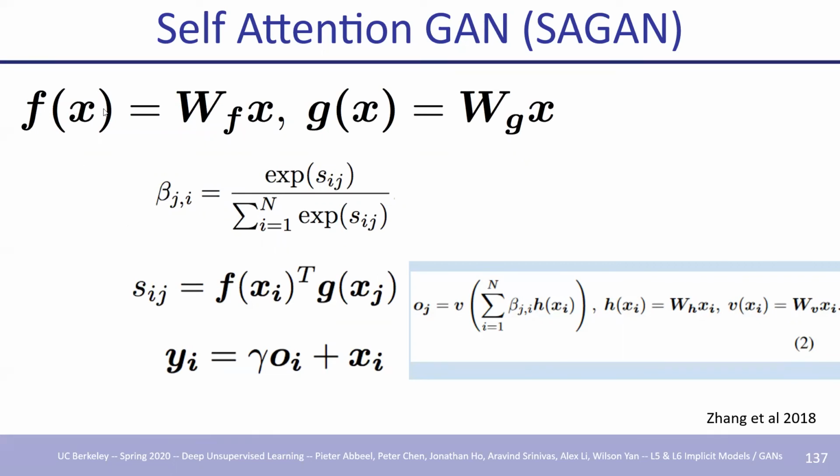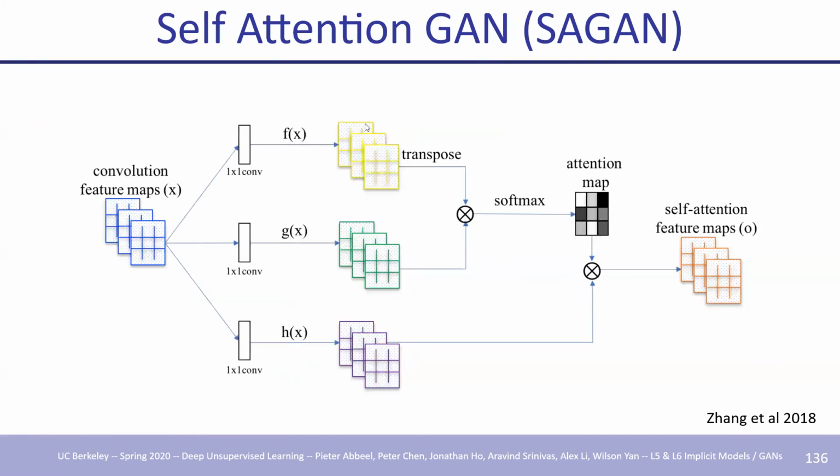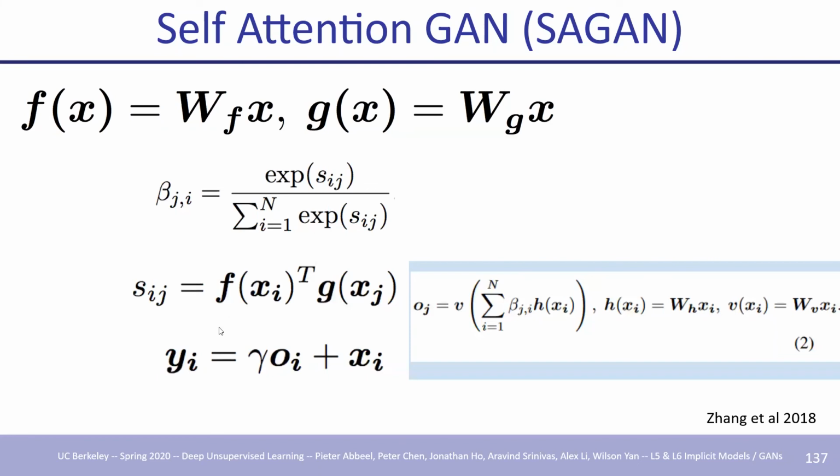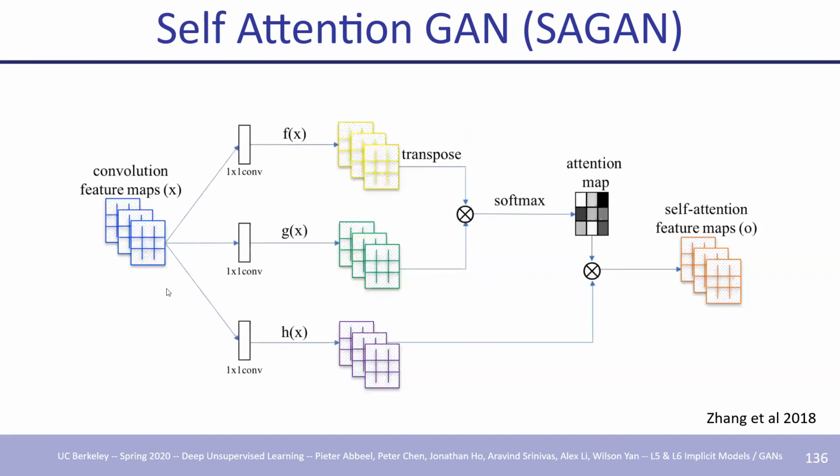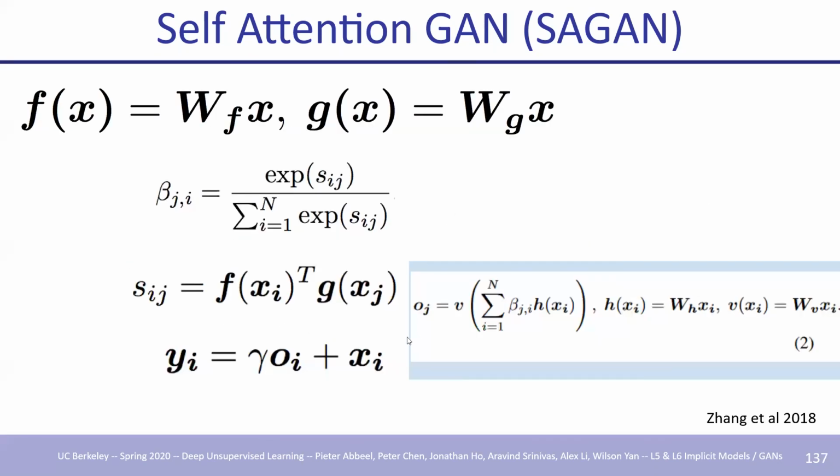So you have X here, and then you have f of X and g of X. You take X and you have f of X and g of X, right? These two, the same transformer stuff. And then I think you skip over the third one. So f of X and g of X produces Sij, which is this attention map. And Sij is scaled to Bji.